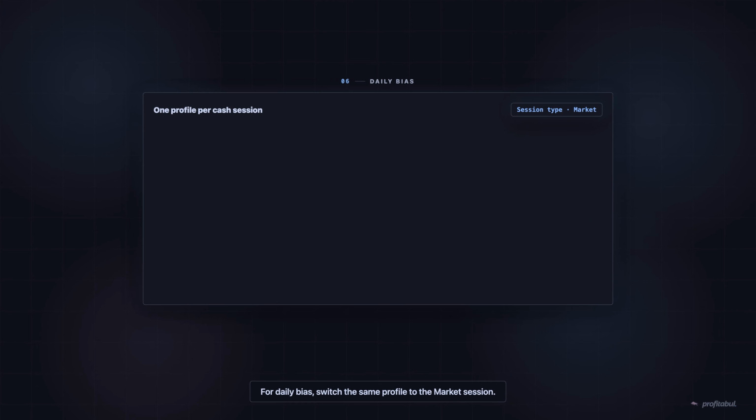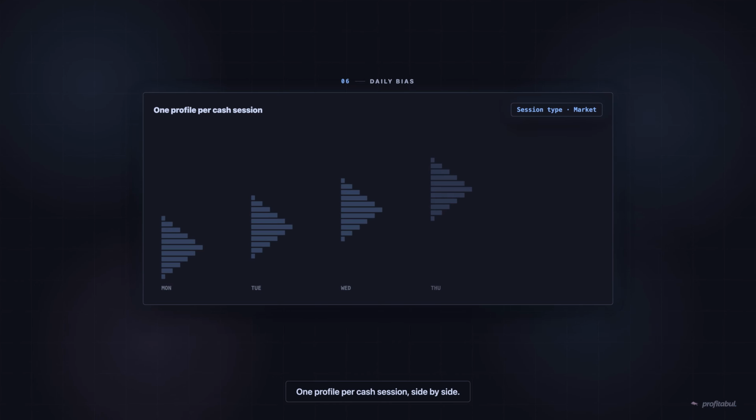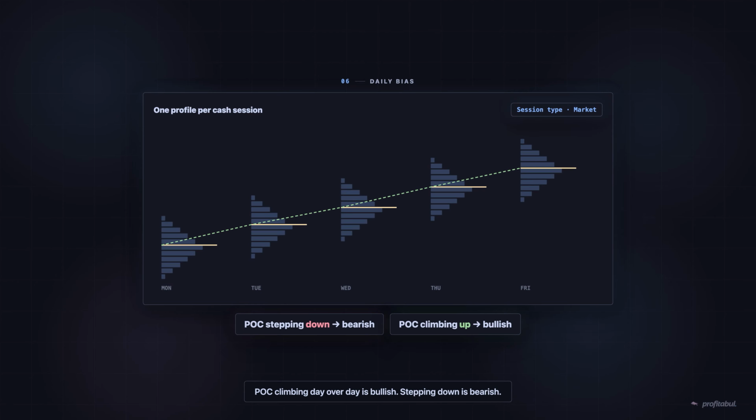For your daily bias, switch that same profile to the market session. Now you get one profile per cash session, side by side. Point of control climbing day over day is bullish. Stepping down is bearish. Trade toward the previous value area from whichever edge you are on.